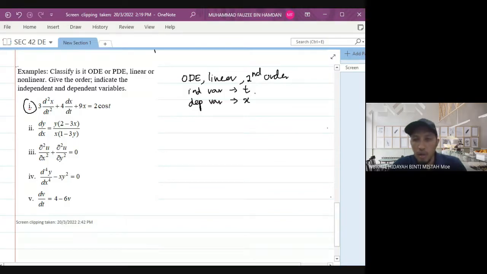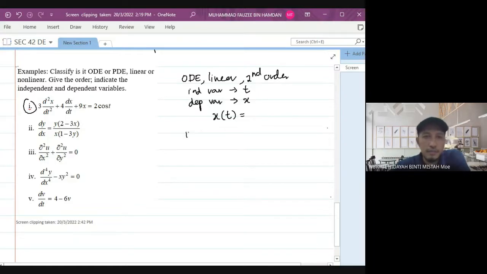So I hope all of you get the idea how to identify the independent variable and dependent variable, because sometimes students stick with y and x. So when we change the symbol, students sometimes make mistakes when writing the answer. Must remember, in this case we have dx over dt, so our final answer should be x in terms of t. You must remember this. Okay, that is the first question.